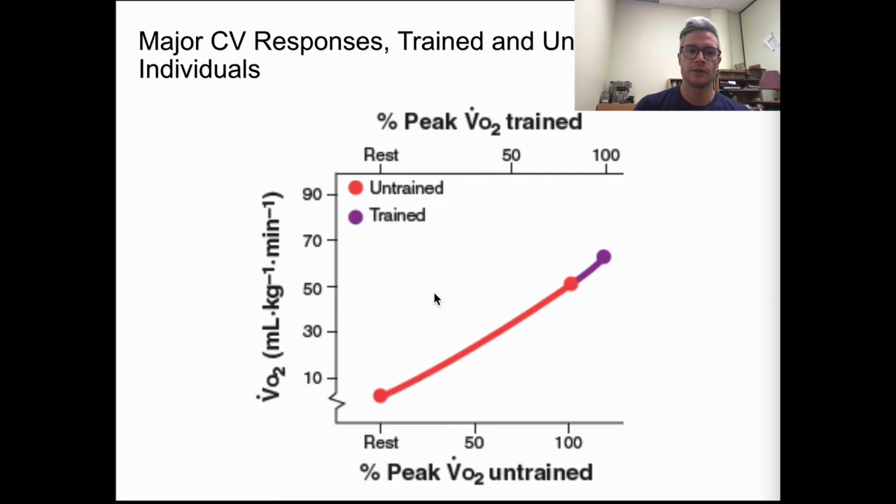Last but not least, we'll take a look here at VO2. It's the same thing that we've been speaking about the whole time, where our VO2 is lower for an untrained individual and the trained individual absolutely has a higher total value, in this person's case just under 70 milliliters per kilogram per minute, whereas our untrained individual has about an average of 50, let's say. All right, so those are major cardiovascular responses in trained and untrained individuals.